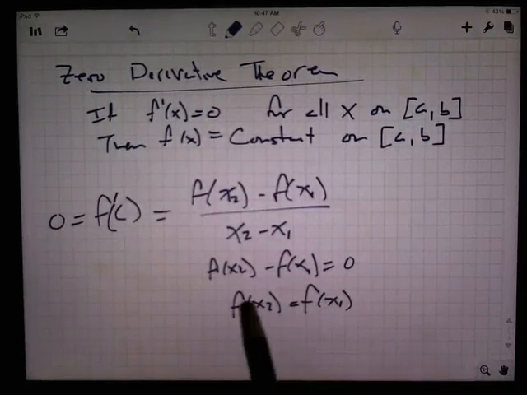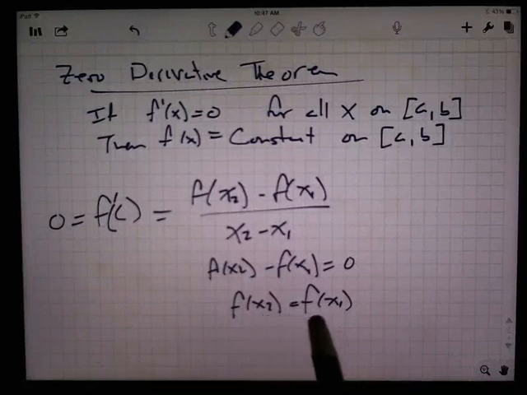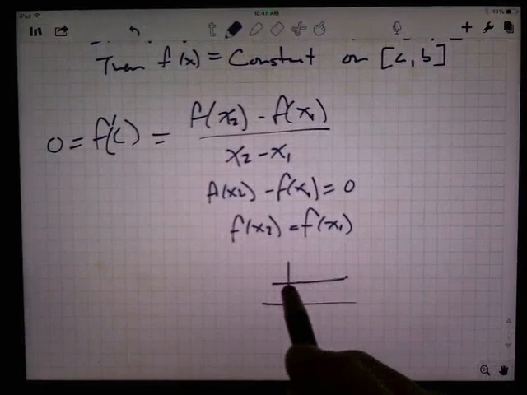So if that's true for every pair of x's that you choose, that they always have the same function value, then this must be a constant function, right? The graph of the function looks something like that. Derivative 0 everywhere. It's a constant.